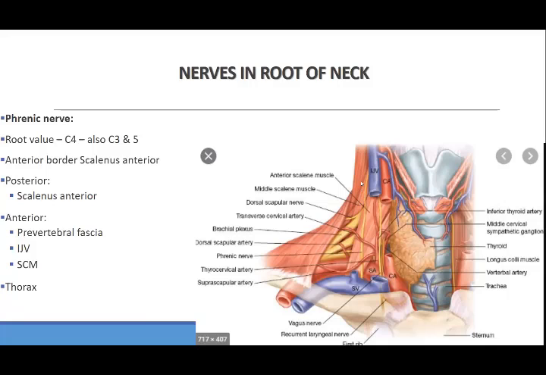ठीक है. So the phrenic nerve is running on the anterior surface of scalenus anterior. The vagus nerve in its upper part also crosses in front of the scalenus anterior, and both these nerves cross the subclavian artery. Right side की हम बात कर रहे हैं, and now they are lying between the subclavian artery and subclavian vein. ये आपकी बात बिल्कुल ठीक थी.